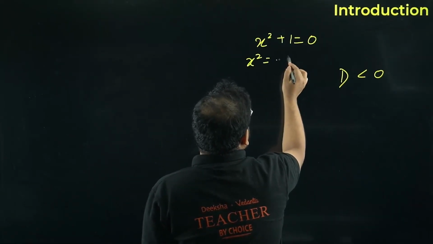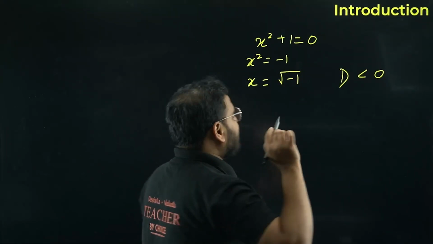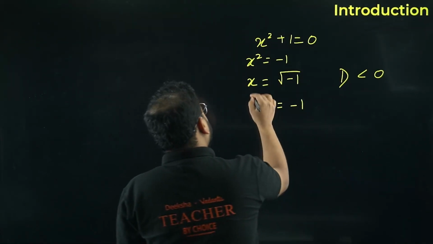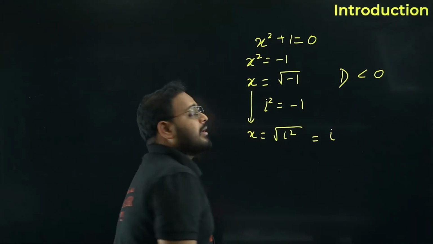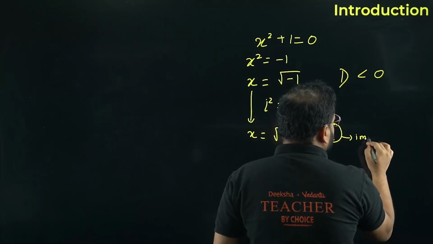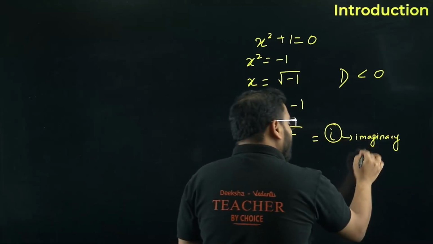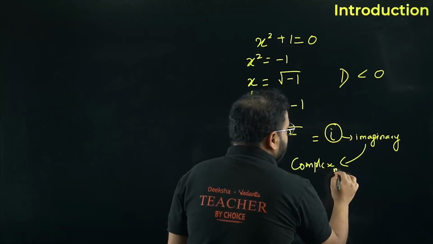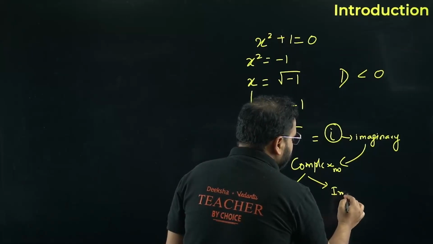If you write x square equals to -1, you have the answer x equals to root of -1, which is not possible unless I can replace this -1 by i square. Now x equals to root of i square, which is nothing but i. This i is called the imaginary part, and this gives us a number which is called a complex number, which has both a real part and an imaginary part.